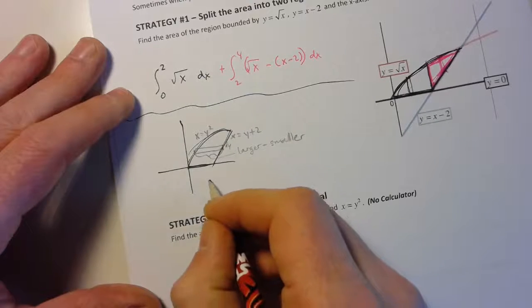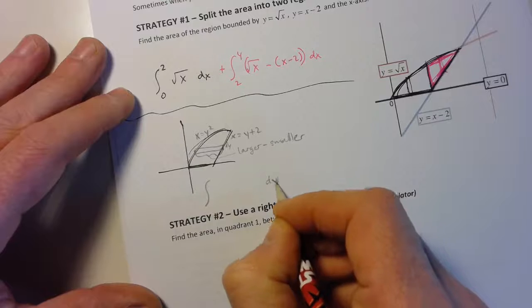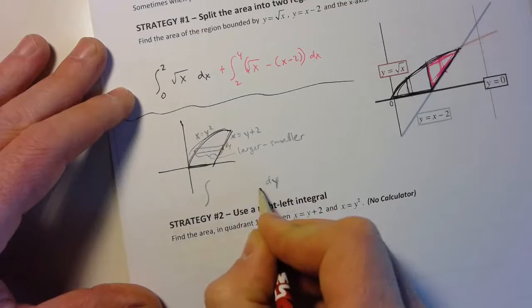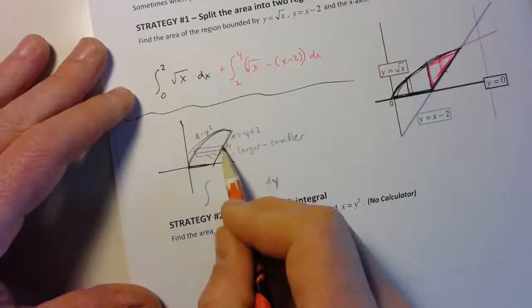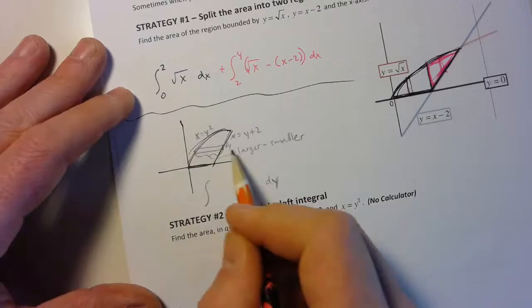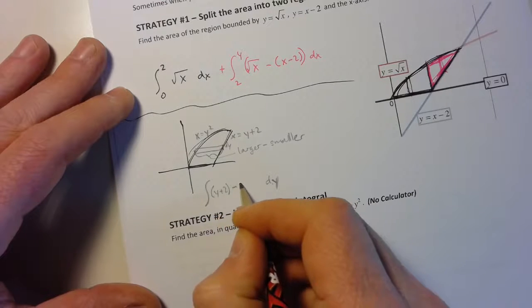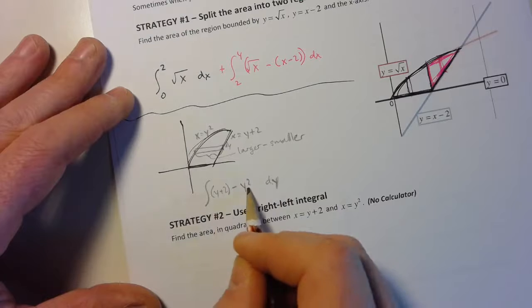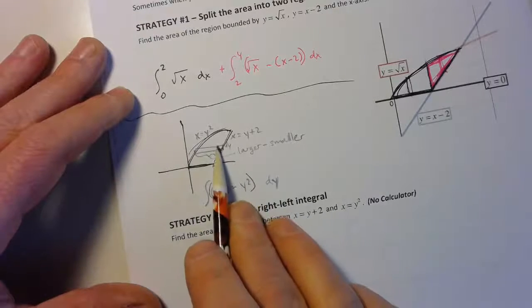Now the reason we have to change it to y is because, remember, this rectangle has a thickness of dy, and that tells us that this expression here has to be in terms of y. So whatever your thickness of the rectangle is, that infinitely small thickness, that tells you what variable you're going to have. So in this case, we're going to have y plus 2 minus y squared, the upper minus the lower, and that's how tall each rectangle is going to be.